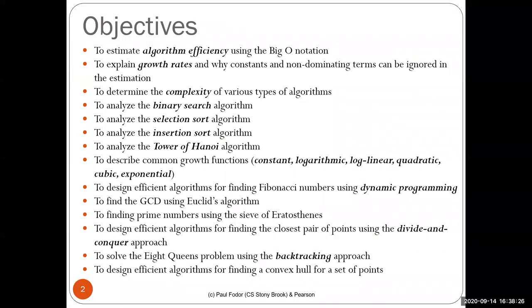So as I said, today we'll actually learn the big O notation, which is in fact the growth rate of an algorithm and the measure of the growth rate of an algorithm. We will talk about complexity of various types of algorithms. In particular, we'll discuss the complexity of binary search, selection sort, insertion sort, and the towers of Hanoi, and various growth rate functions: constant, logarithmic, log linear, quadratic, cubic, exponential, and linear, in fact.